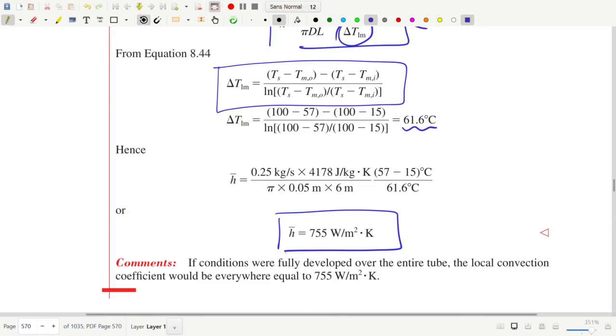Now you can see that this is again a very high value of h bar if you compare it to the forced convection h values earlier, which were typically much more modest, of around 50 or 100. So now we have started to see much larger values of h bar for these heating arrangements.